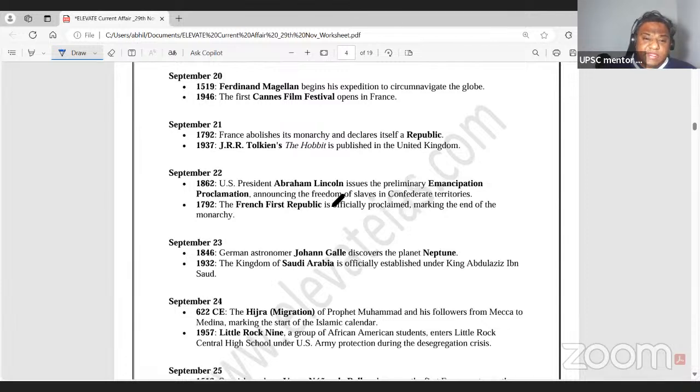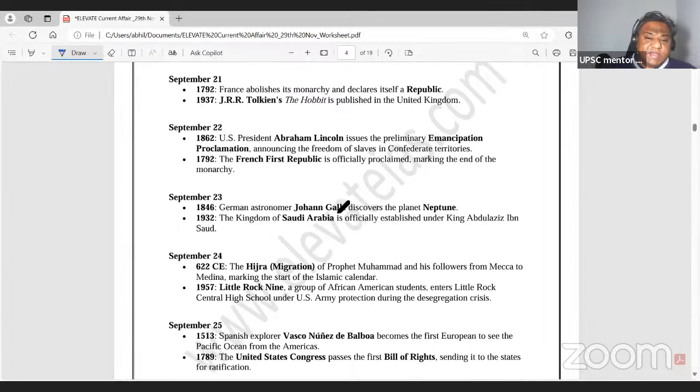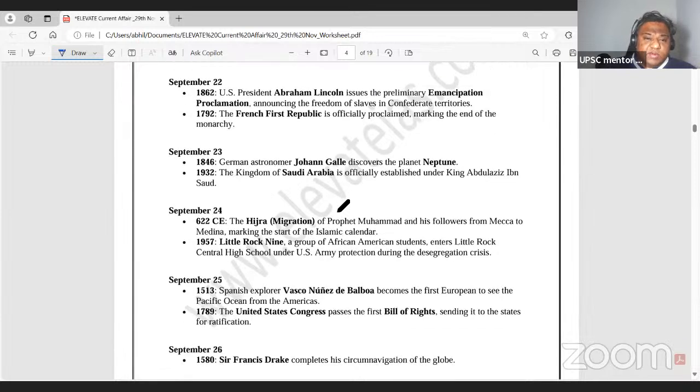September 22nd, 1862, US President Abraham Lincoln issues a preliminary Emancipation Proclamation announcing the freedom of slaves in Confederate territories. 1792, the first French Republic is officially proclaimed, marking the end of the monarchy. 23rd September.